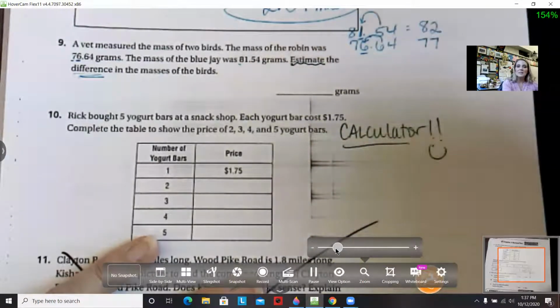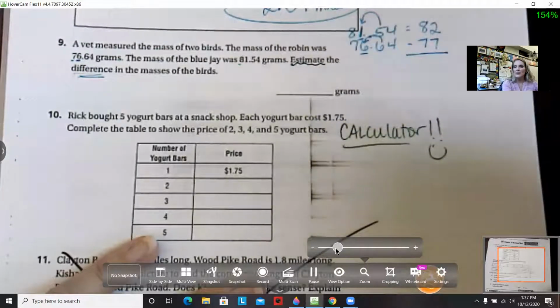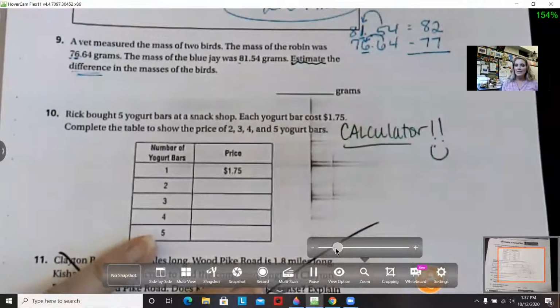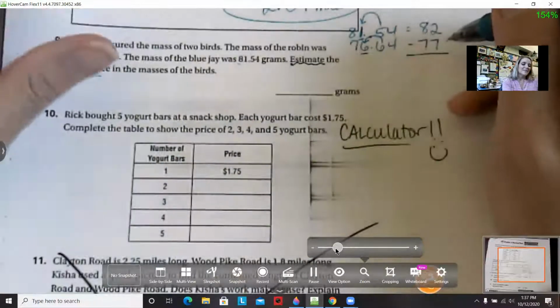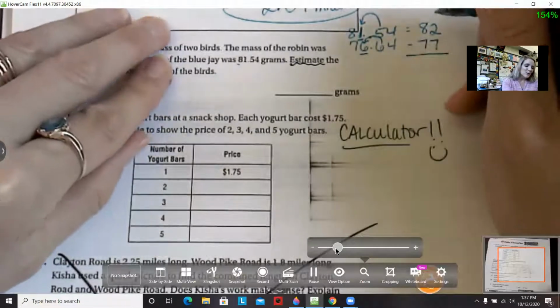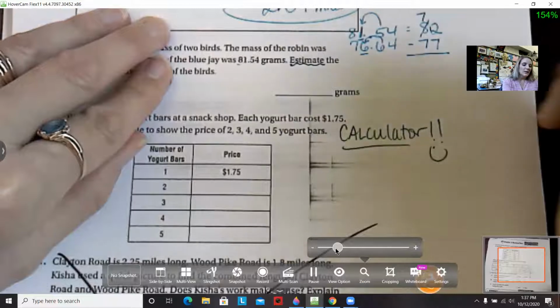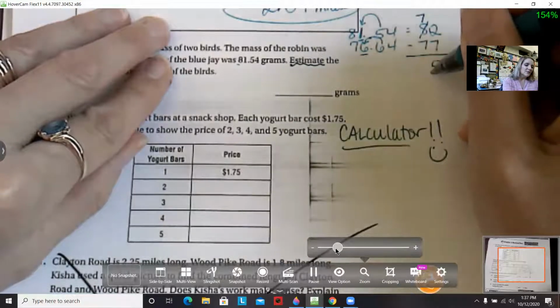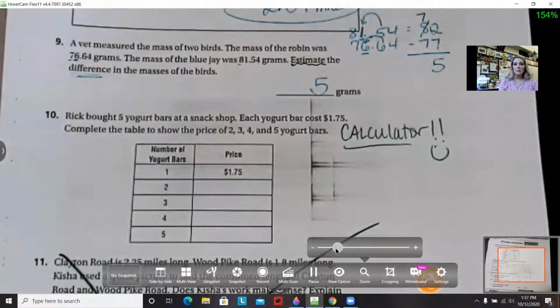If it says estimate the difference, that means I need to subtract those two numbers. 82 minus 77. You could probably get that one in your head real quick, but I can't take 2 minus 7. So I go next door, hey, 8, can I borrow from you? Sure, make me a 7. Put your 1 here in front of the 2. 12 minus 7 is 5. So the blue jay is about 5 grams heavier than the robin.